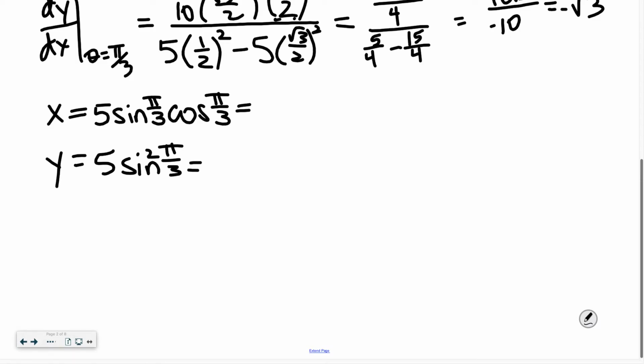Okay. Now we need x and y. Our x coordinate would be what? And our y coordinate? This is just the x and the y, not the derivative. This is what we started with, the x and the y that we started with.